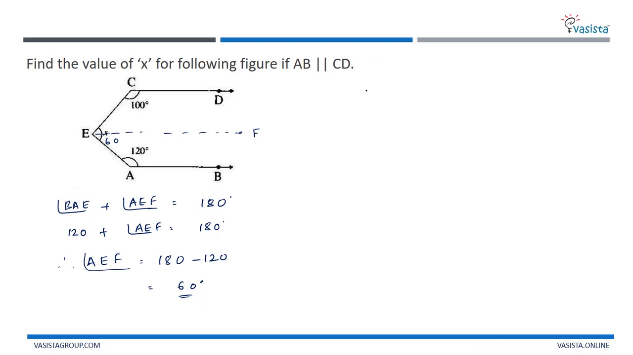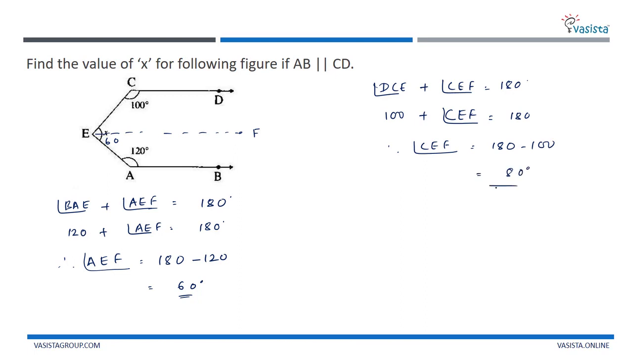So angle DCE plus angle CEF is equal to 180 degrees. Right. DCE they have given, that is 100 degrees, plus CEF is going to be 180. So therefore angle CEF is going to be 180 minus 100, which is going to be 80 degrees. This is angle CEF. So now this is 80 degrees.